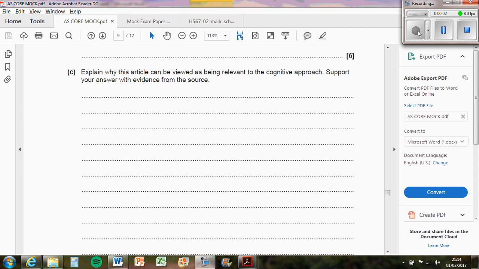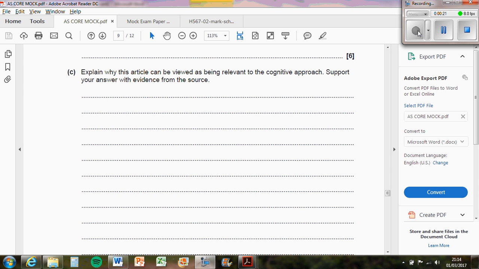So this question says, explain why this article can be viewed as being relevant to the cognitive approach and support your answer with evidence from the source, so from the scenario that they've given you on the leading questions. If it says relevant to the cognitive approach, you need to be talking about the assumptions. So what does that approach actually assume about behaviour?